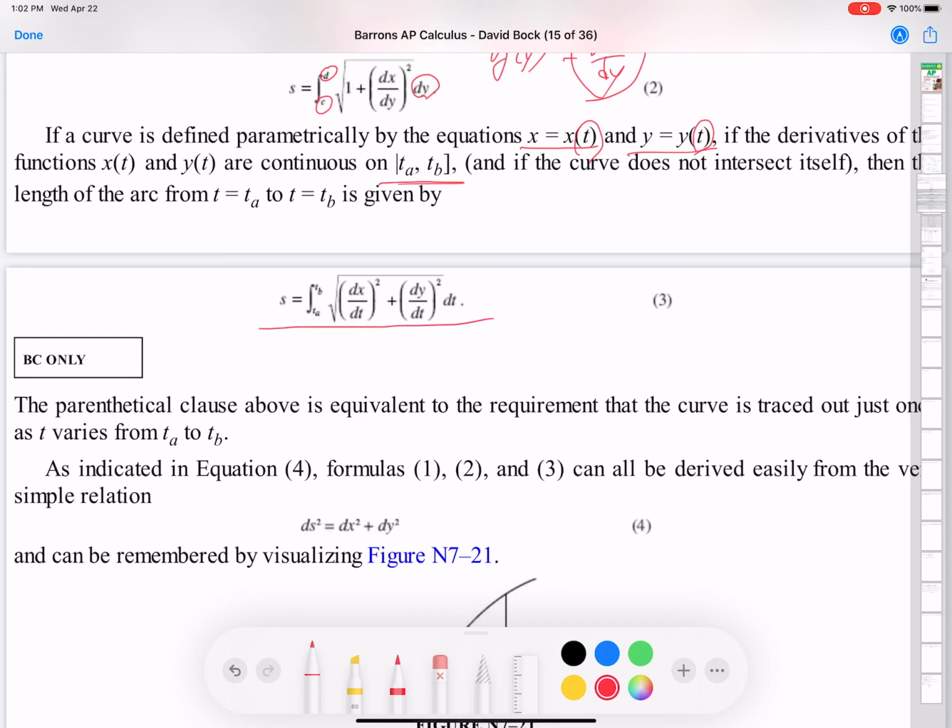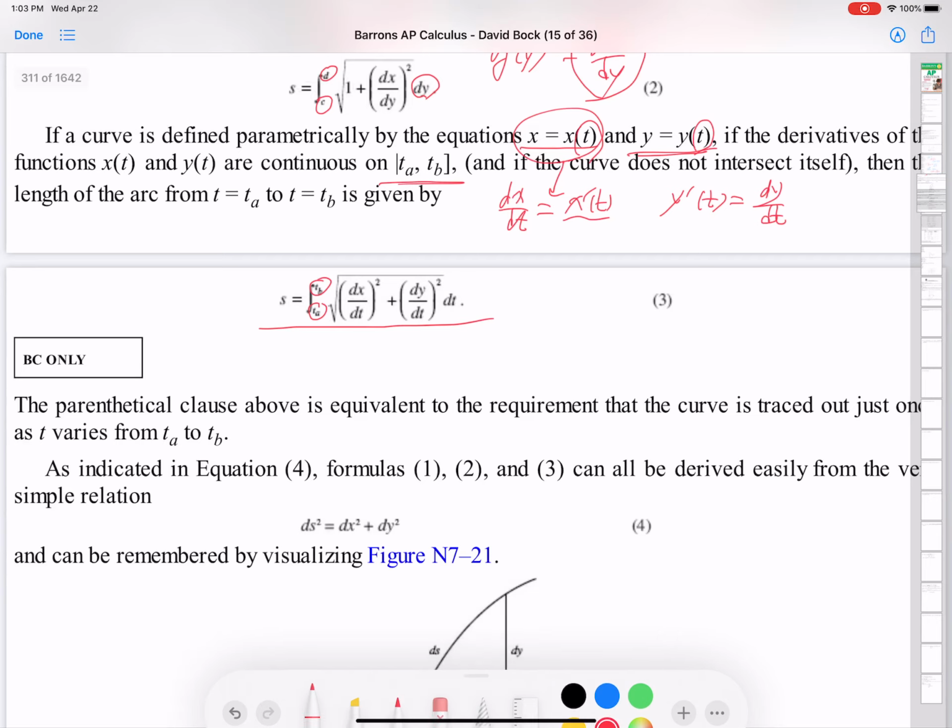Use this formula: s equals the integral from t_a to t_b, that means two t values, of the square root of (dx/dt) squared plus (dy/dt) squared. dx/dt means the derivative of the x(t) function, x prime of t. And the derivative of y(t) is y prime of t, that represents dy/dt. Use those two derivatives. I'll solve three different types of example problems from now, okay? Let's start to solve problems. Let's go.